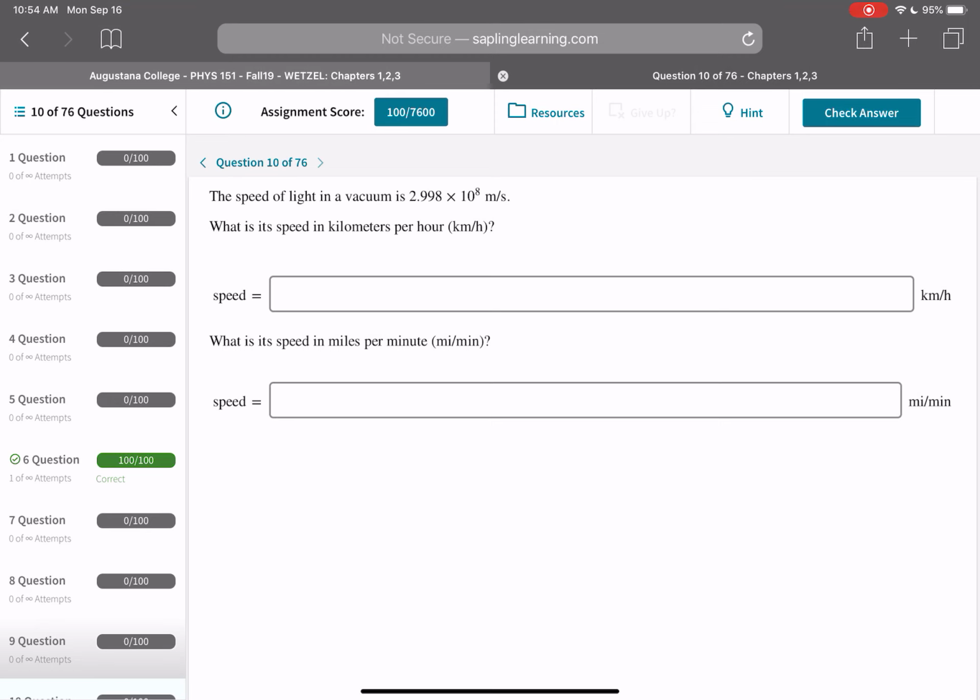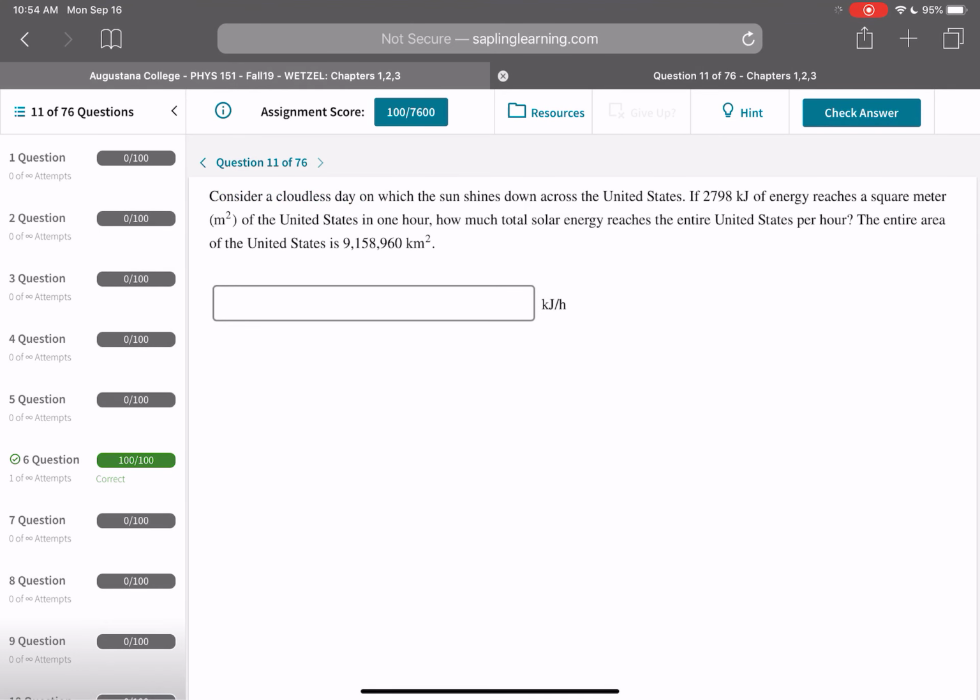Speed of light is this. What is the speed in kilometers per hour? That's just a unit conversion. We've got 2.9 times 10 to the 8 meters per second. We have to convert seconds to hours and meters to kilometers. So you're going to multiply it by 2 conversion factors.